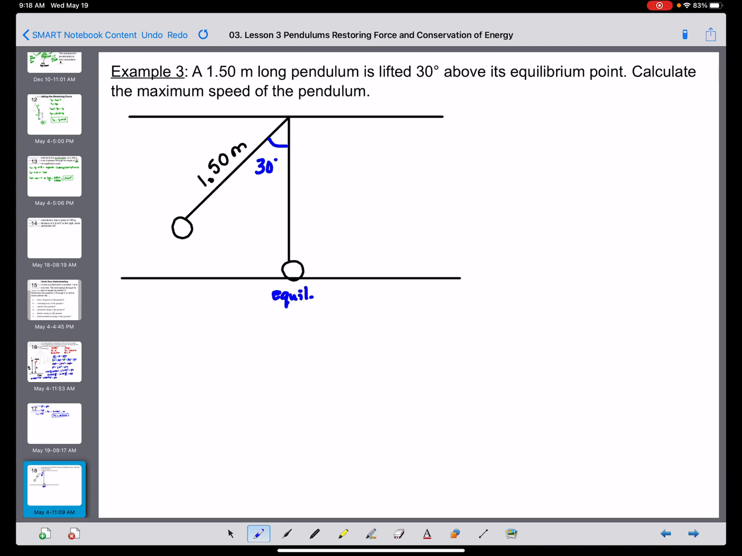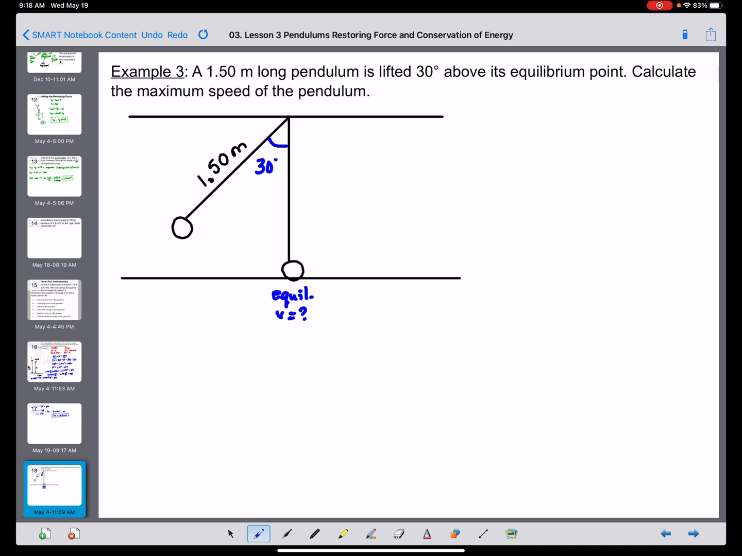And we want to know the maximum speed of the pendulum. So in the previous video, we learned that pendulums go fastest when they're passing through the equilibrium point. And so really we want to know the speed right here at equilibrium. Okay, so let's see what else we know.